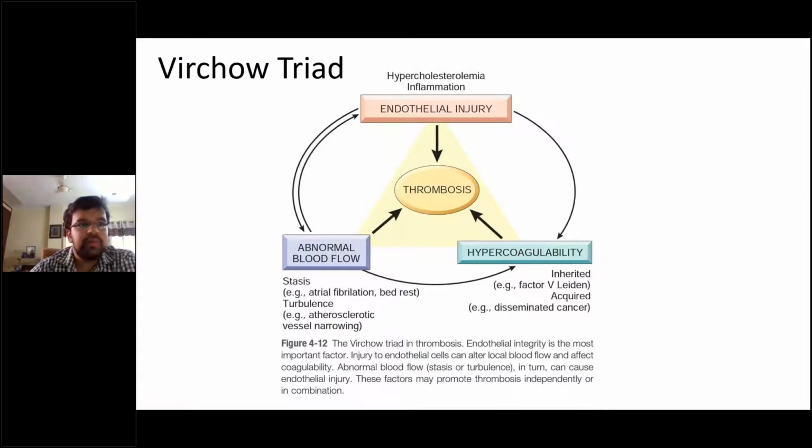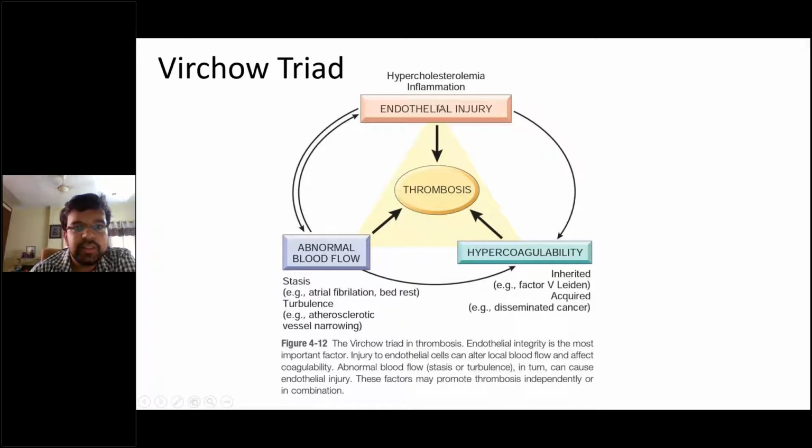Okay, so there's something known as the Virchow triad. The Virchow triad basically has these factors which promote thrombosis. So we have the endothelial injury, we have abnormal blood flow, and hypercoagulability. So all these factors promote thrombosis either independently or in combination.